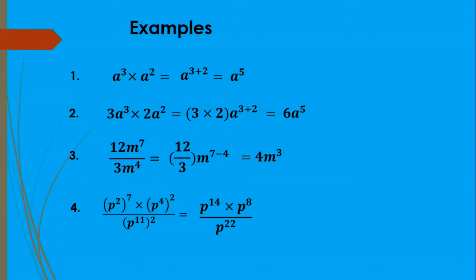Now we are going to use multiplication law to simplify the numerator. According to multiplication law, you need to add the powers. So 14 plus 8 is equal to 22. In the denominator, we already have p power 22. Now we apply division law. According to division law, you need to subtract the powers. Now 22 minus 22 is the same as p power 0. And you also learned that p power 0 is 1. Any number raised to the power of 0 is always 1.